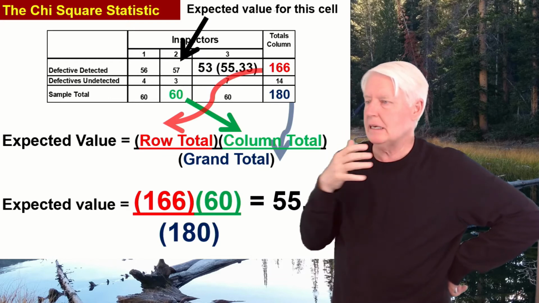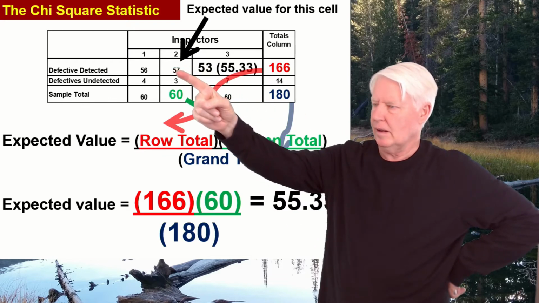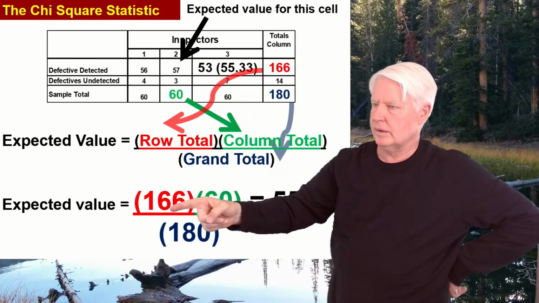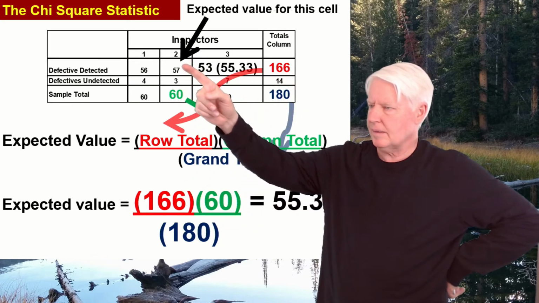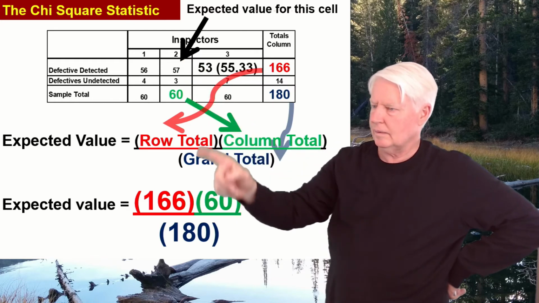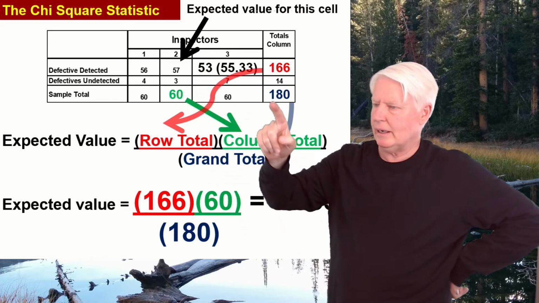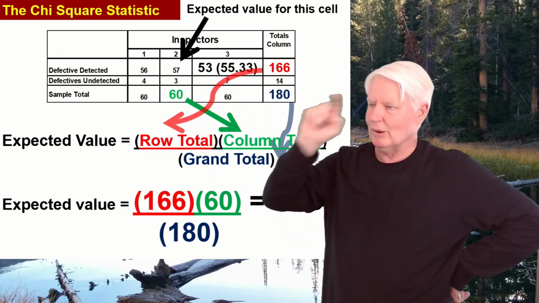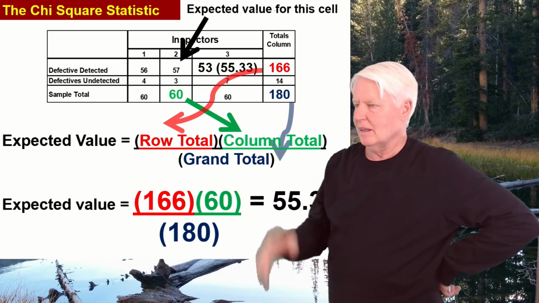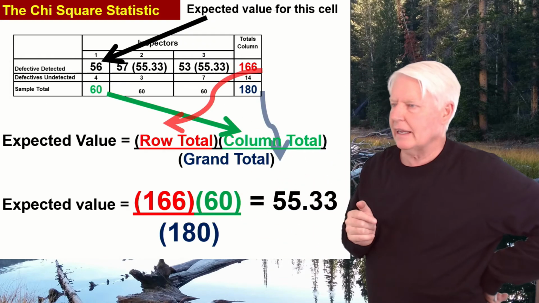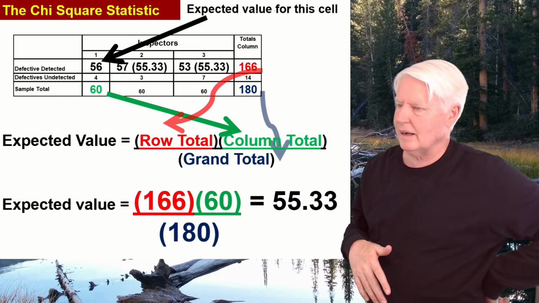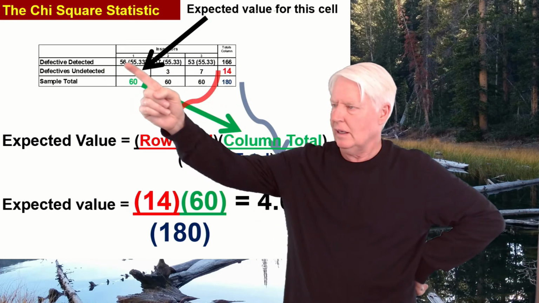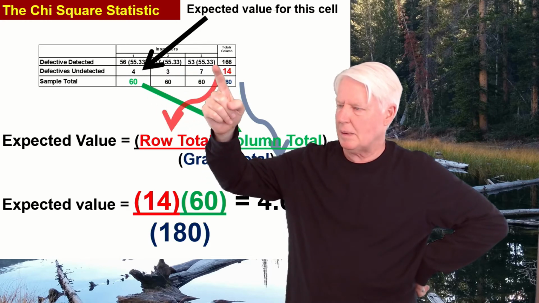All right. Then you do the same thing for every cell. Call it row total, 166, times column total, 60, divided by grand total. Same thing we did last time. In fact, they're the same numbers. Why? Because the column total and sum total are the same on all these. So I'm just showing you again. And then I do the same thing for the next cell, and I get 55.33. So you can see in my contingency table, in parentheses, that's my expected value, and those are my observed values.